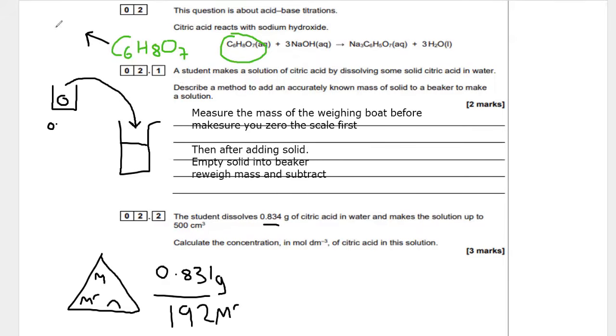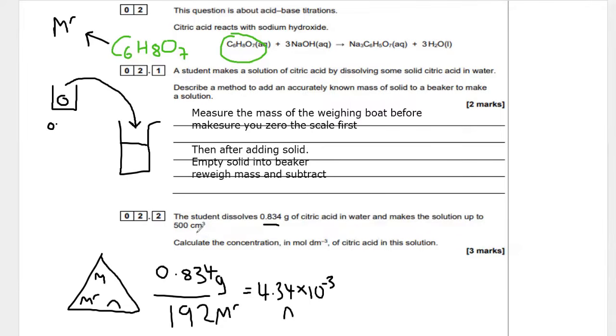So you just add this all up, you find the MR of that, and that will give us our moles. So 0.834 divided by 192 equals 4.34 times 10 to the -3. Now, that's supposed to be a 4 there, not a 1. Never mind. So we now have our moles, okay?